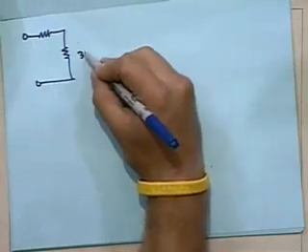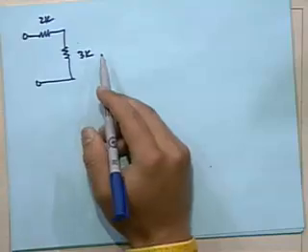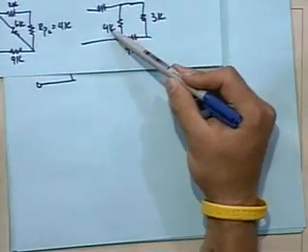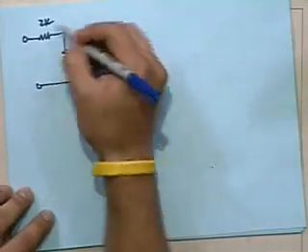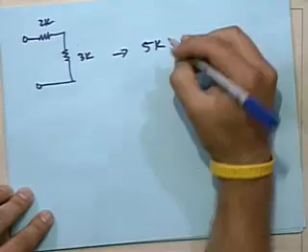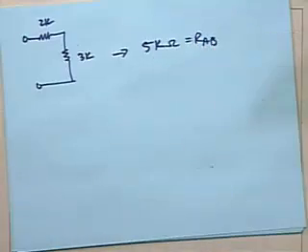This was the 3K. This was the 2K. The 3K comes as the series. This is the 12K in parallel with the 4K. And then you add those up. Overall resistance is 5 kilo ohms, which equals the equivalent resistance RAB.